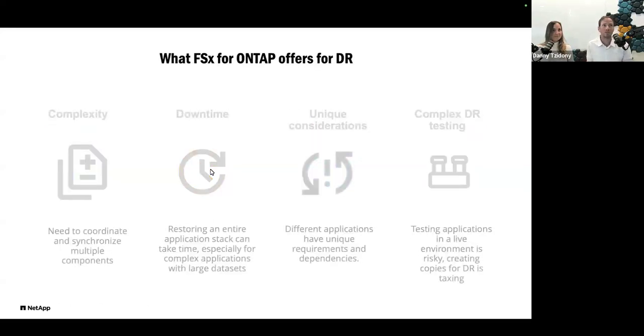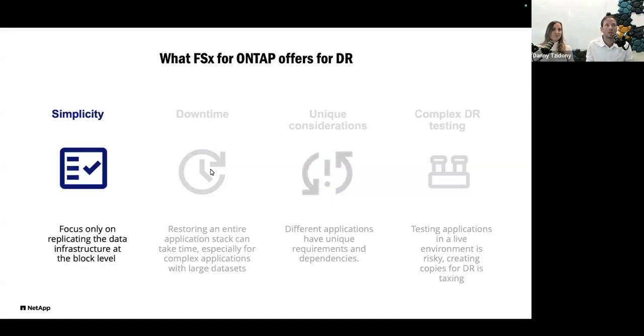So what does FSx for ONTAP have to offer for disaster recovery? First of all, as an ONTAP-based file system, it takes the ONTAP approach, which is doing data level disaster recovery, and with that on the block level. So how does it address the application DR concerns? First of all, it is a lot less complex because you are focusing on the infrastructure and the data level, meaning the application itself can be built up separately. It is decoupled from the data.